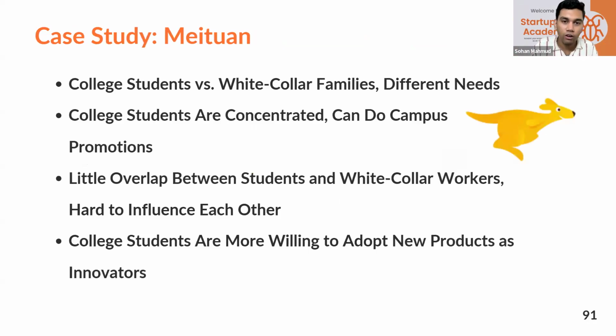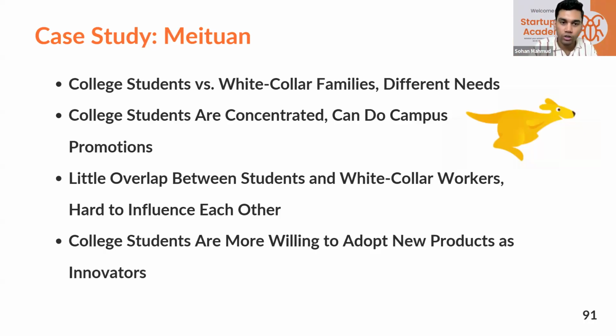I'll give you a case study of Meituan. I think all of us were in China, we know about it. It's the most famous delivery service in China. And what they did at the very beginning, instead of focusing on all the people in the country, they focused on college students. They started delivering food to the college students. They didn't go into white collar families for different needs. They tried to figure out what the college student needs, and they served based on that.